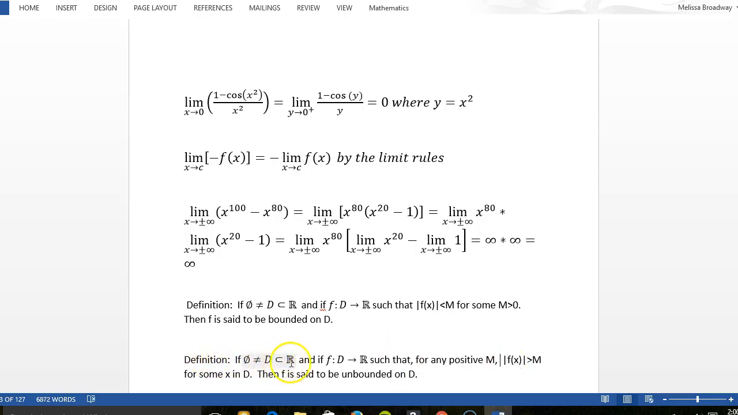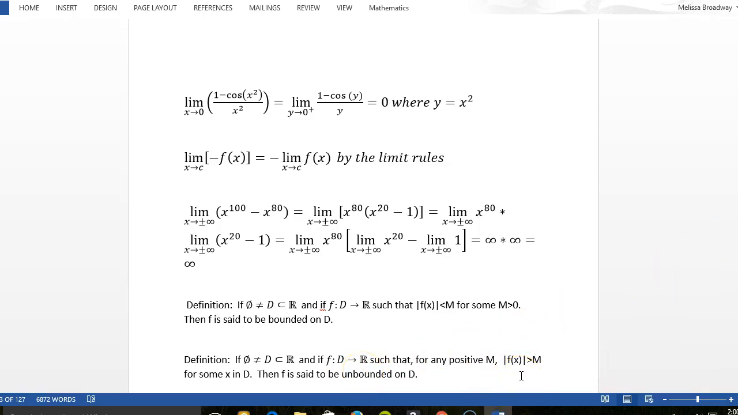So if D is a non-empty subset of the reals, and if F is a function from D to R such that for any positive M, the absolute value of F of X will be greater than M for some X in D, then F is said to be unbounded on D. For any positive number, the absolute value of F will rise above that positive number for some X in the domain. Then F is not bounded on D, okay? That's what it means to be unbounded.